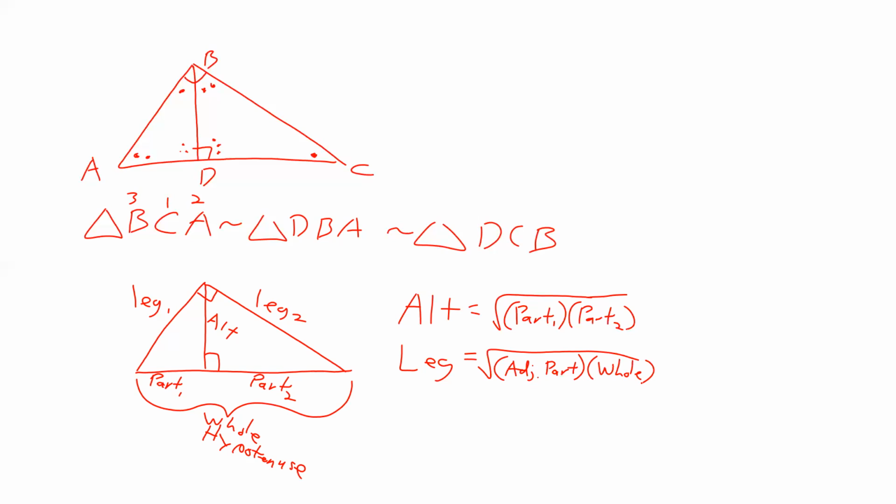Now, what do I mean by adjacent part? Well, leg 1 is here. What is the word adjacent actually? You said it, next to. So adjacent means next to. So here, part 1 is adjacent to leg 1. Part 2 is adjacent to leg 2. So if I was solving for leg 1, I'd use part 1. If I was solving for leg 2, I'd use part 2.